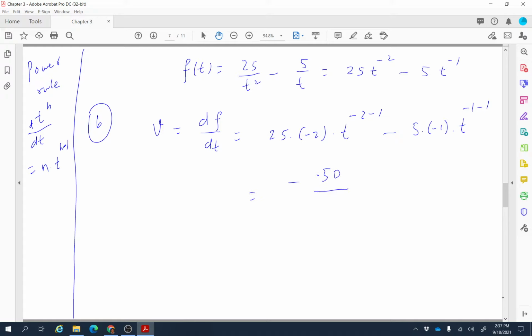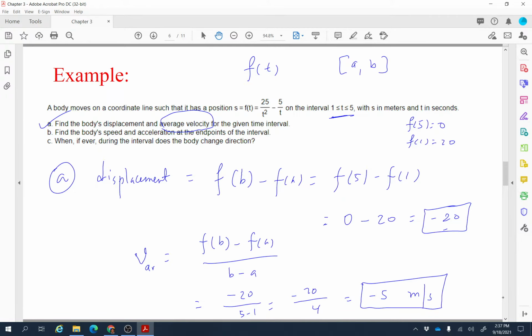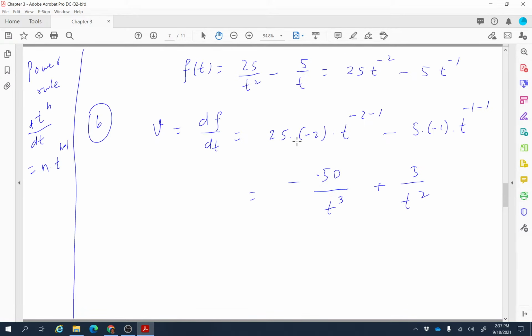I can bring this negative exponent down here, minus and minus is plus 5 over t squared. So this is the velocity. And now if you go back to the question, it says find the speed and acceleration at the endpoints of the interval. Remember, finding the speed, it's just the absolute value of the velocity.